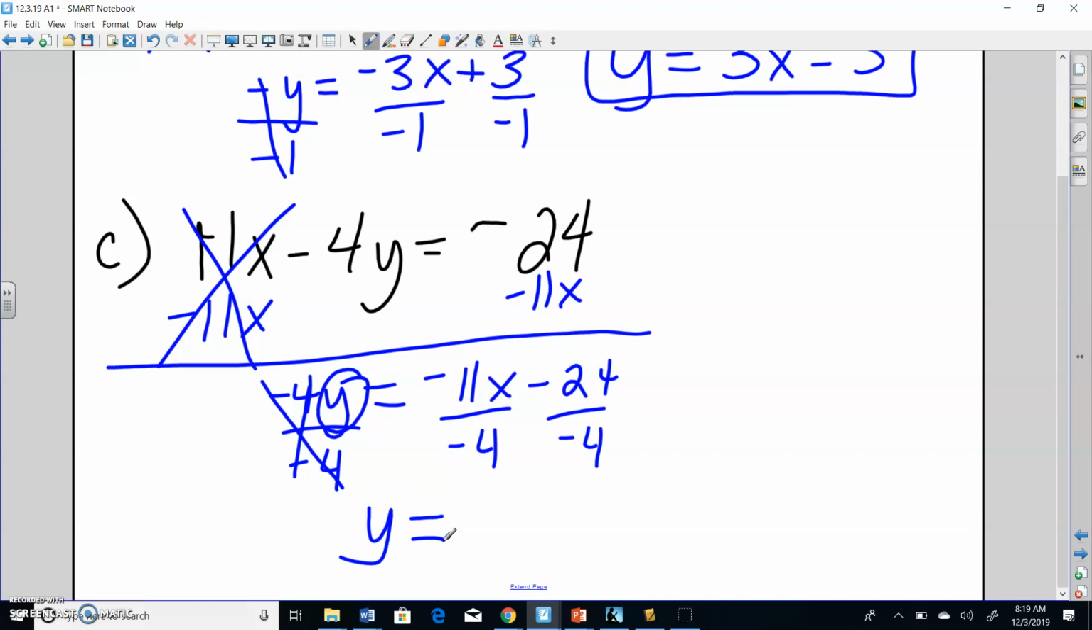With the x term, we can't reduce 11 over 4. It's going to stay as 11 over 4. We could rewrite it as a mixed fraction, but for graphing purposes, because that's our slope, it's easier to leave it as an improper fraction.